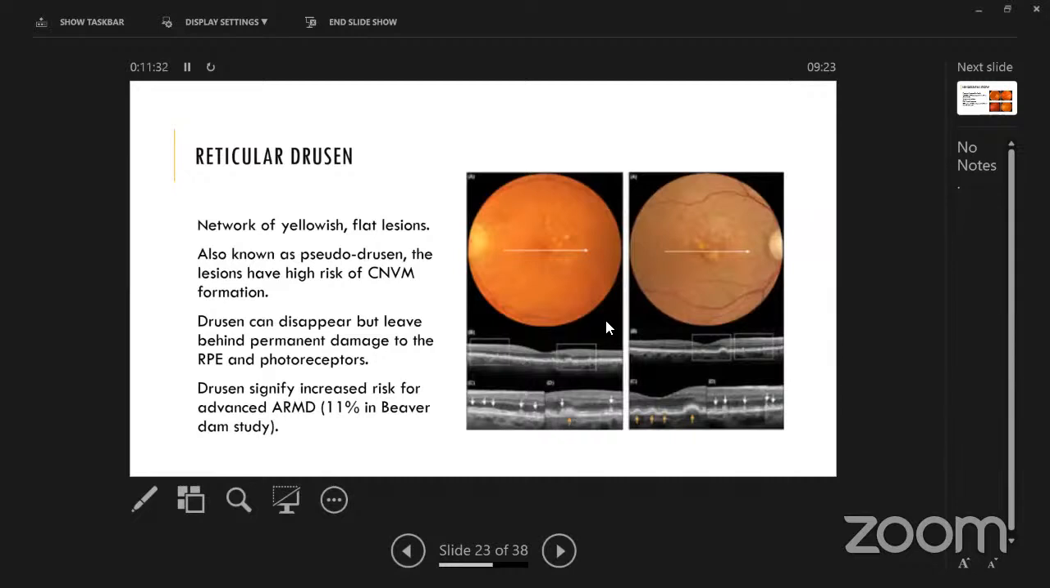Coming to reticular drusen, a network of yellowish or flat lesions may be seen. These are also known as pseudodrusen and have a higher risk of CNVM formation. The main difference that we can see is that the right-hand side picture shows an RPE elevation. So the drusen are sub-RPE, and the pseudodrusen, the reticular drusen, are not sub-RPE.